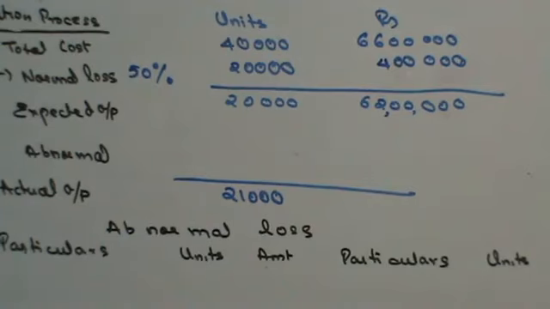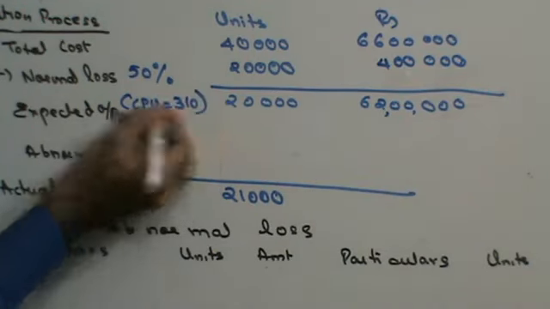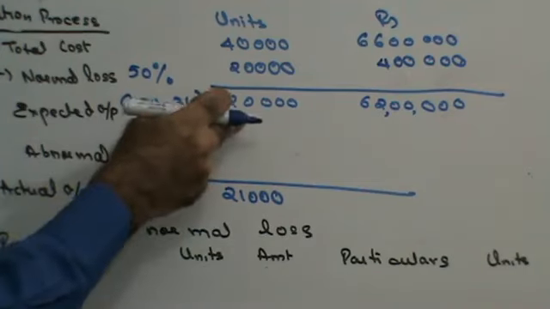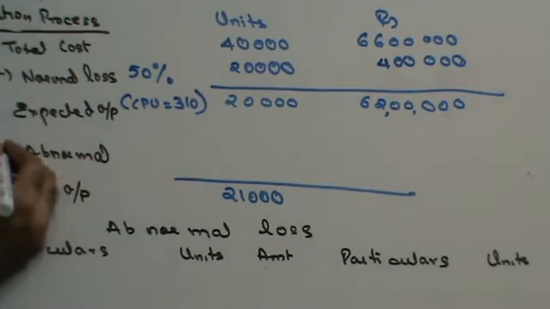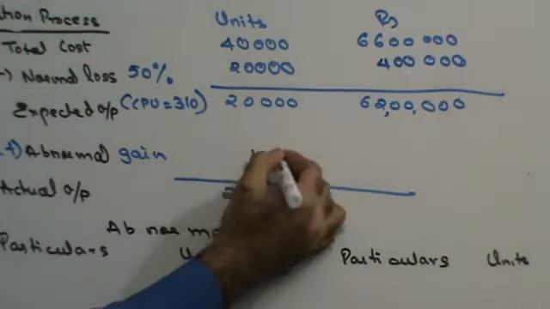So your CPU is going to be 310. Right? How did I get that? 62 lakhs divided by 20,000. Right? Now you were expecting an output of 20,000 units, whereas you have got an output of 21,000 units. You got an extra output, so this will be abnormal gain. So I have a gain of 1,000 units.